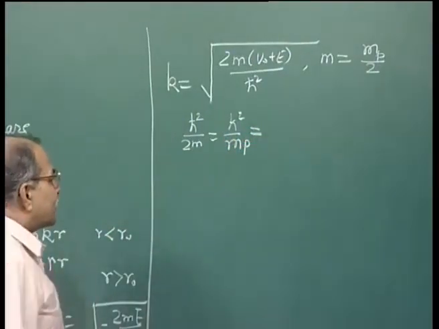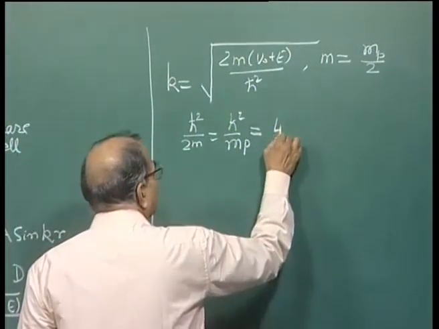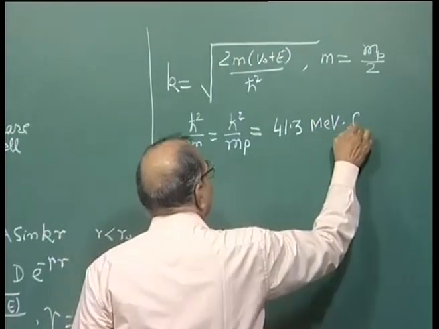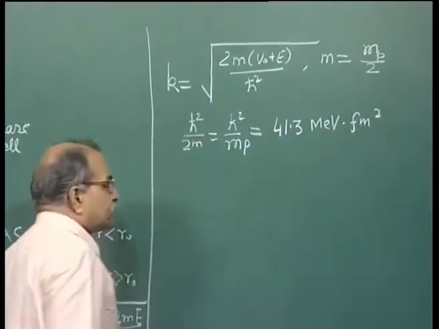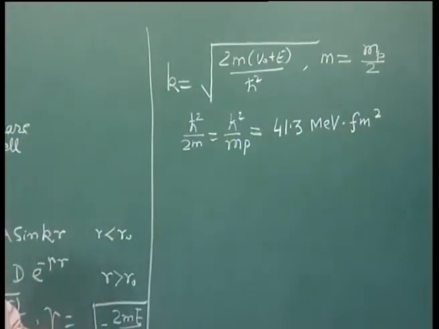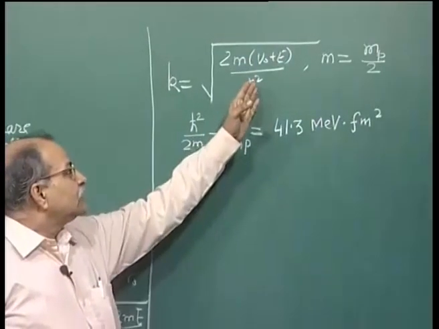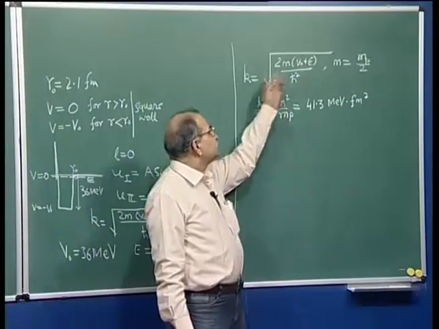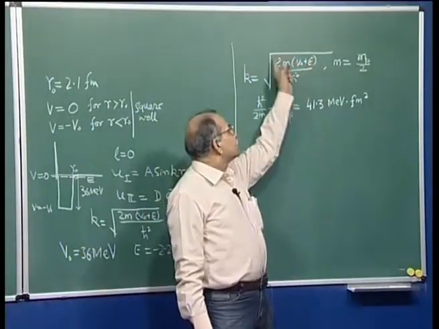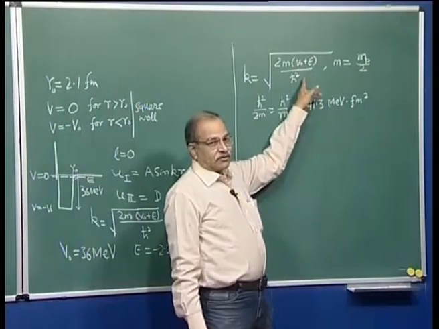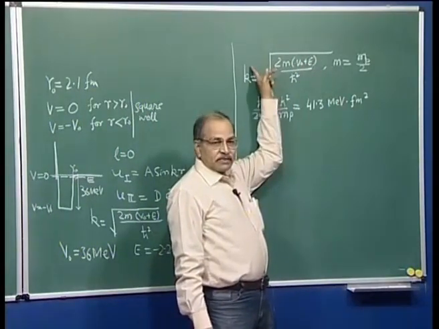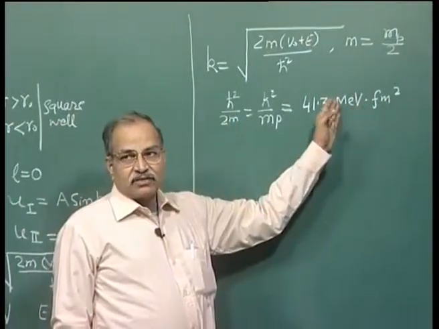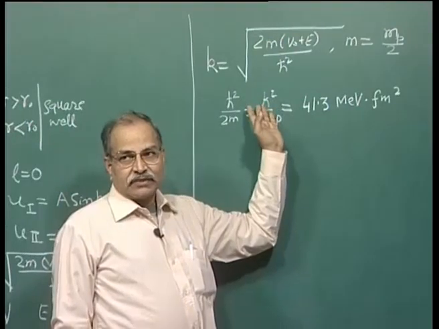You can put the values, but let me tell you, this will turn out to be 41.3 MeV femtometer square. The units will be energy times length square, h square by mp, because k is 1 by length, right, k is 1 by length, this is in MeVs. So, this quantity is MeV femtometer square. So, MeV will cancel out and this will be 1 by femtometer, which is 1 by length. So, in this unit of MeV femtometer square, the value turns out to be 41.3 for h cross square by 2m.